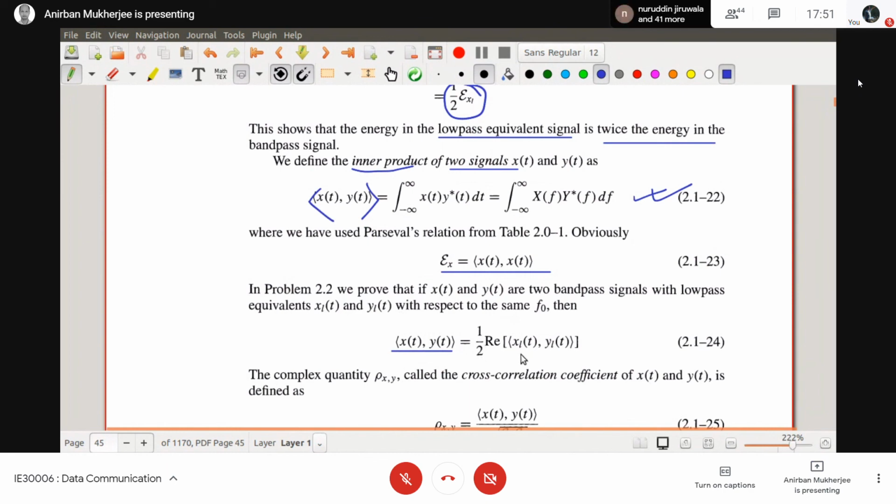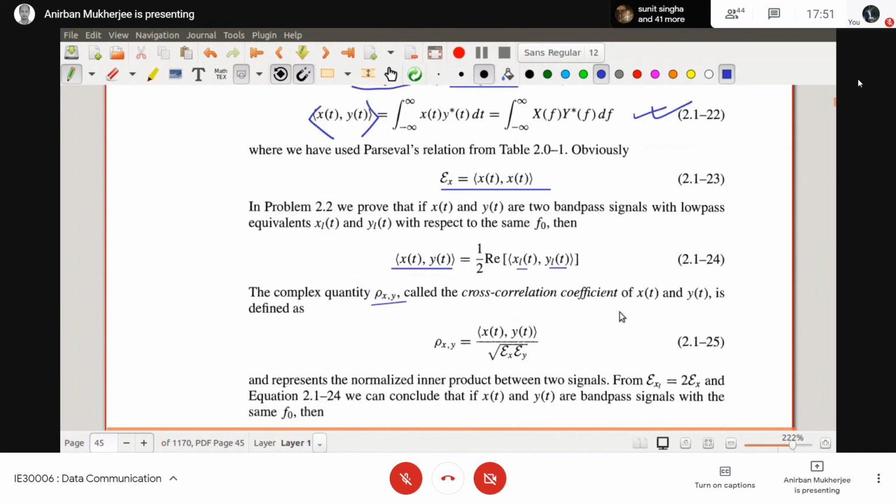Now these low pass equivalents are complex valued signals. If I take the inner product of two complex valued signals, take the real operator and do half, then that will be the original inner product. And we define the cross correlation coefficient, as we know, rho of xy between two vectors x and y. Here you can define this rho xy in terms of x(t) and y(t) on continuous time functions, that means the inner product divided by the square root of energy of x and energy of y. This is the standard, we are just replicating the vector space notion here. Sometimes we say this is a normalized cross correlation, sometimes cross correlation, and some sort of normalized inner product.